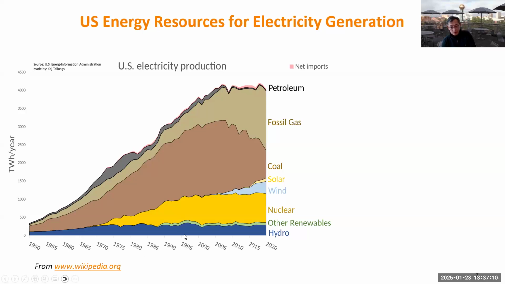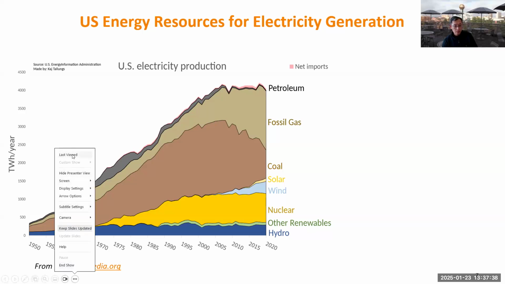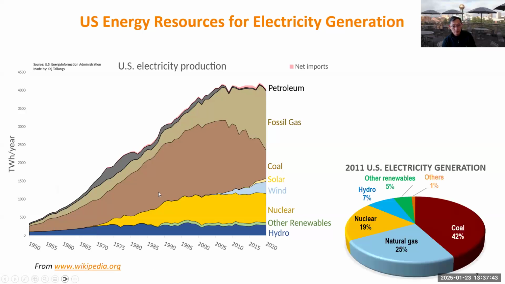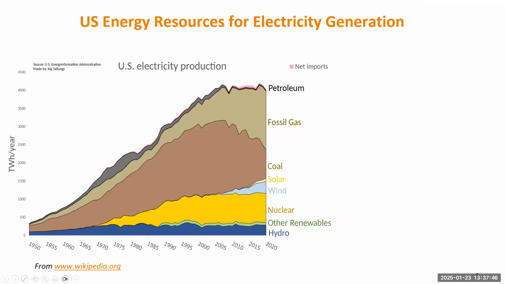In this chart, it shows different types of resources, including hydro, nuclear, wind, solar, coal, fossil gas, and maybe other types of resources you can generate electricity from. For a long time, coal has been the dominant resource. Let me bring my laser out. Does anyone see my mouse? Yeah, down on the bottom left.